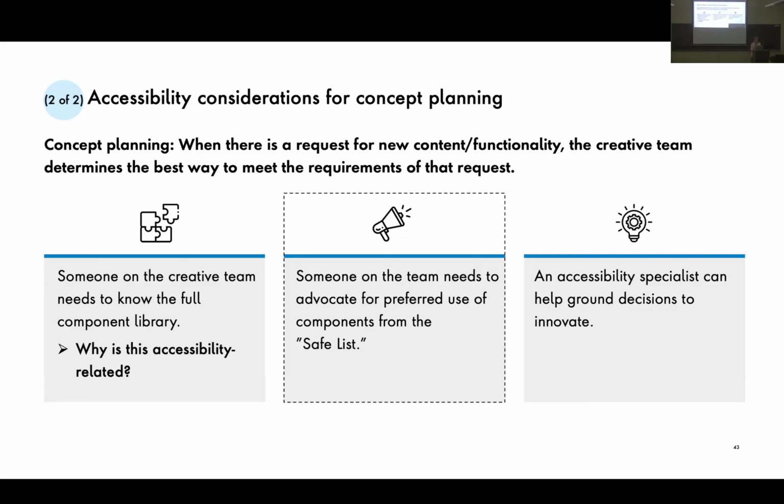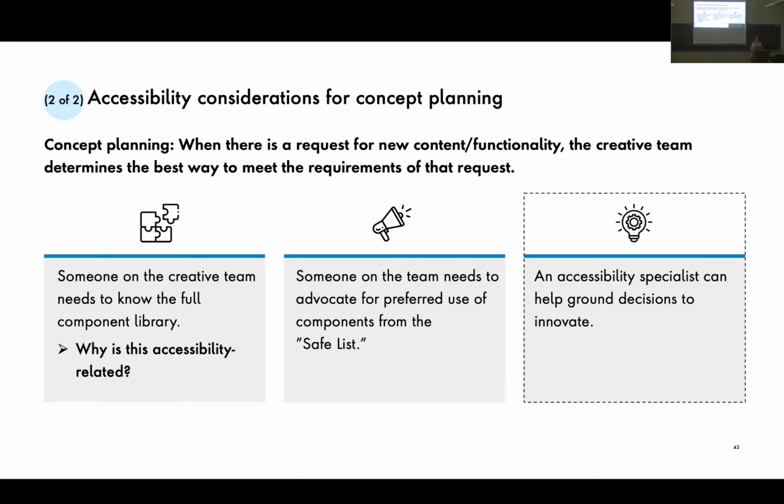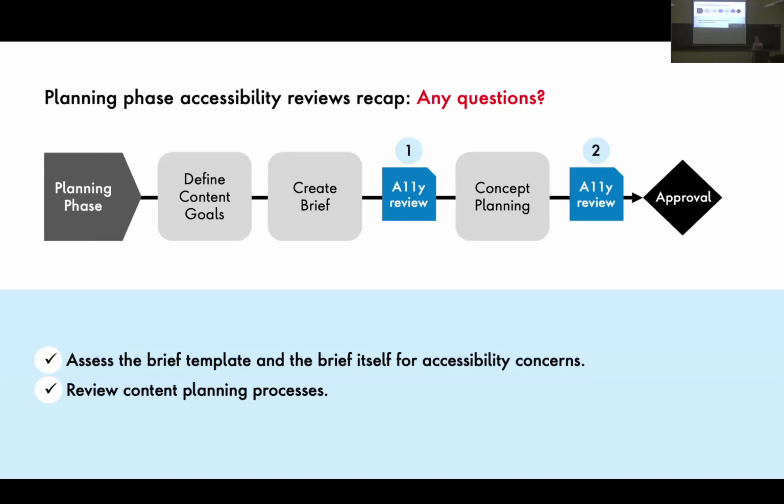Now, sometimes the stakeholder is going to come and have an idea for a new component that they want, and they'll have a point. Okay, there really is no component in the component library that does that. It makes sense to make a new one, but as an accessibility specialist, you can help ground those decisions to innovate. All right, so those are the things that we think about during the planning phase. Any questions? Anything you think I missed? Anything that you think about during the planning phase?